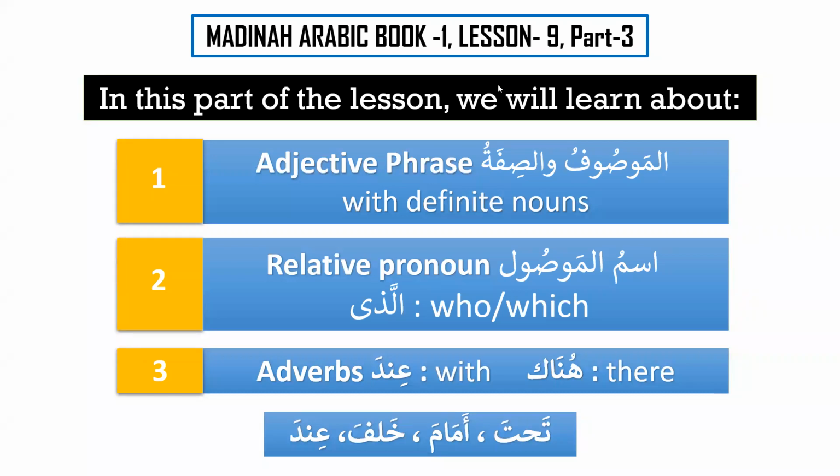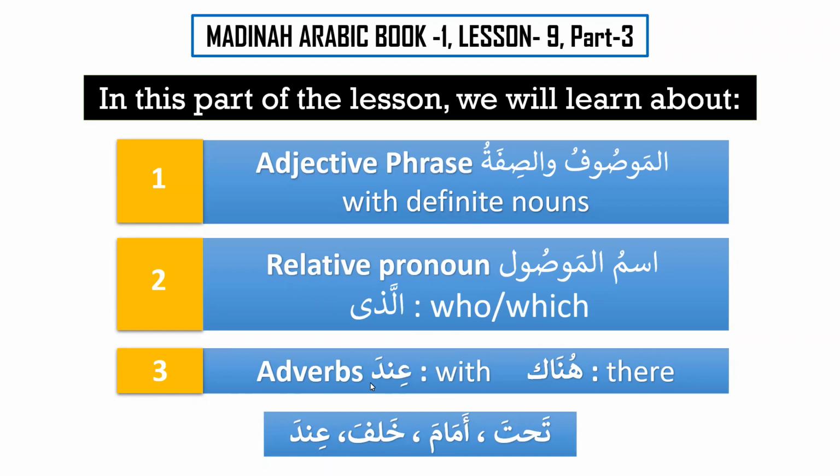Today, inshallah, we will do lesson number 9, part 2, which is basically B, and overall it will be part 3. In this lesson, we are going to learn about the adjective phrase, which we started in the beginning of the lesson. Earlier, we learned about indefinite nouns, and in this part of the lesson, we will learn about definite nouns, which is al-marifa, al-mawsuf, al-sifa. Then we are going to learn a new category of pronouns, which is called relative pronoun, ismul mawsul, and the one that we are going to learn is alladhi, and it is translated as who when we use it for a person, and which when we use it for a thing.